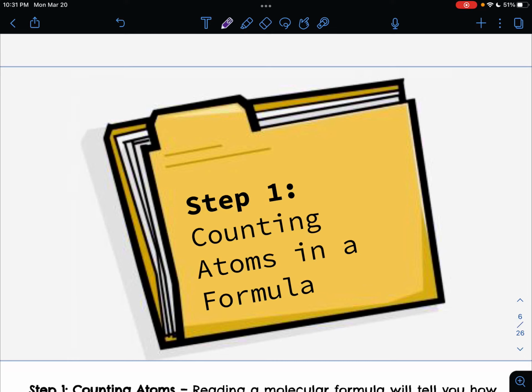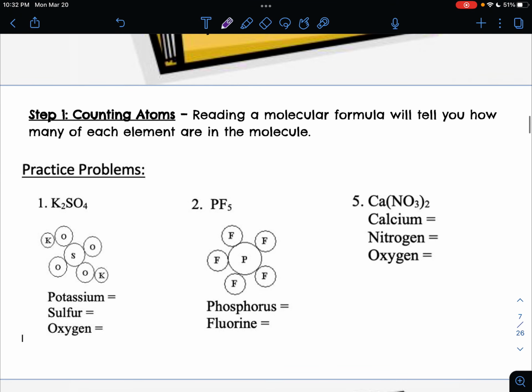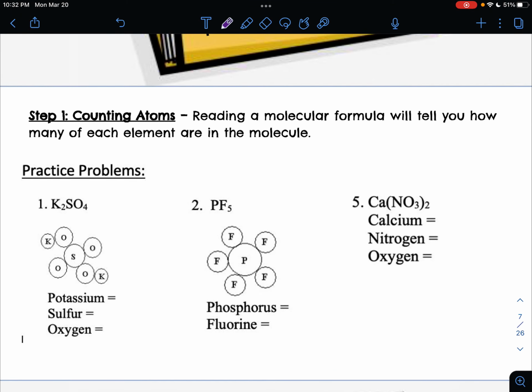Hey everyone, so these notes are going to walk you through the mole and what the mole actually is and some of the calculations that go along with it. So the first step is just practicing reading a formula and counting how many elements are in that molecule. It's pretty simple, and we've already kind of been doing this a little bit in class, but you have some examples in your notes.